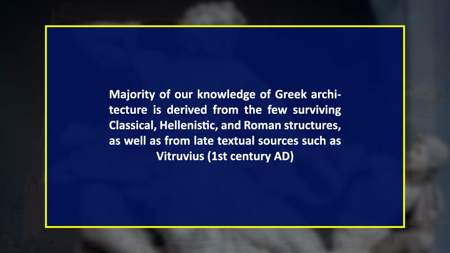Since most Greek buildings during the archaic and early classical periods were made of wood or mud brick, only a few ground plans have thus survived. There are no written sources regarding early architecture or building descriptions. The majority of our knowledge of Greek architecture is thus derived from the few surviving classical, Hellenistic and Roman structures as well as from late textual sources such as Vitruvius of the 1st century CE.